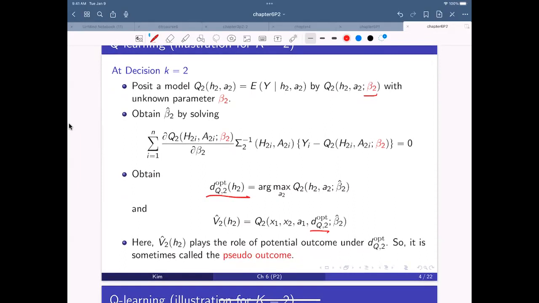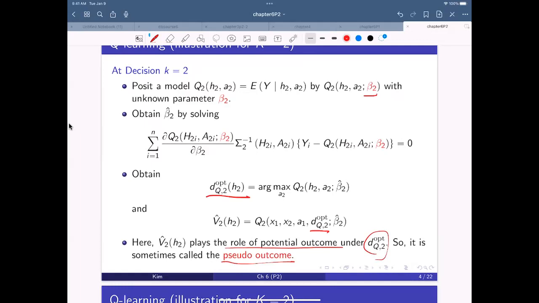In this case, the meaning of this Q2, the value function at K equal 2, is the expected outcome under the best decision at K equal 2. So it plays the role of the potential outcome under the best decision at K equal 2. It is sometimes called the pseudo outcome for the next step.